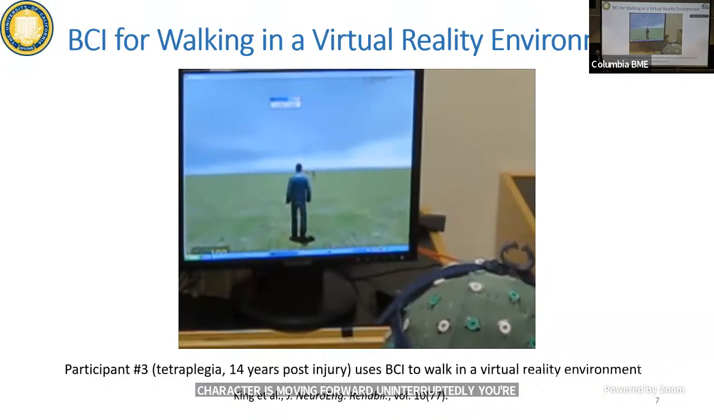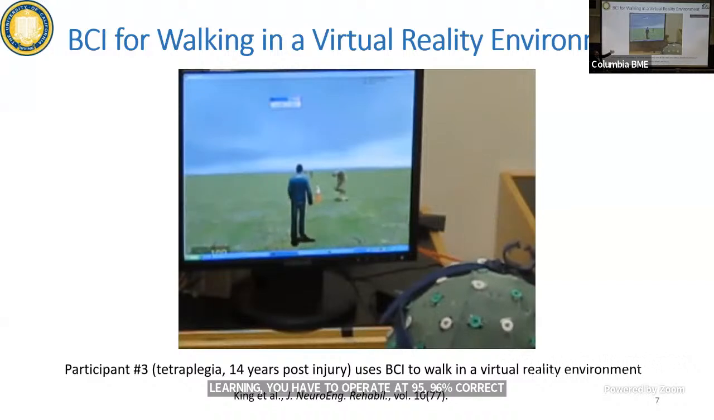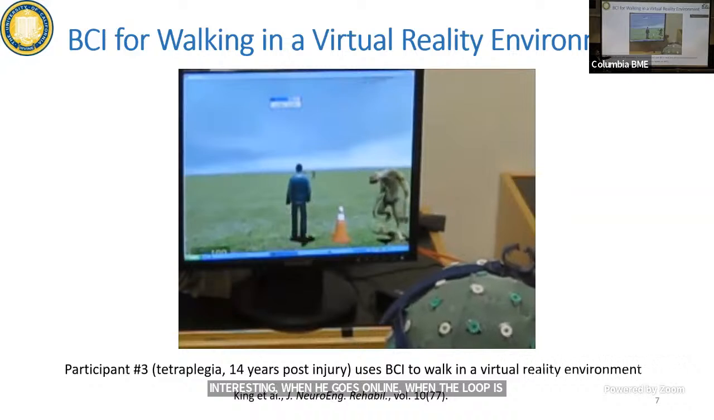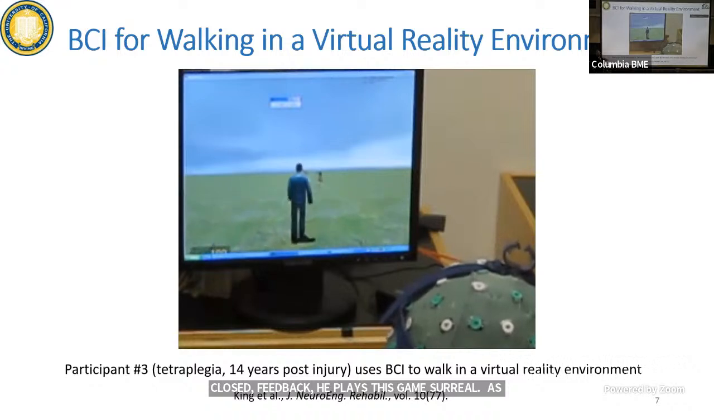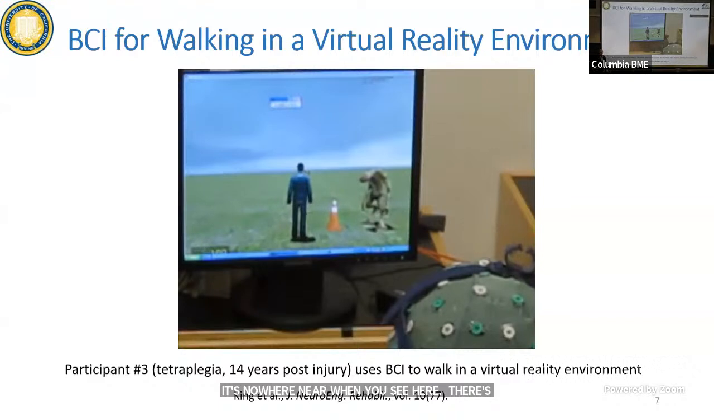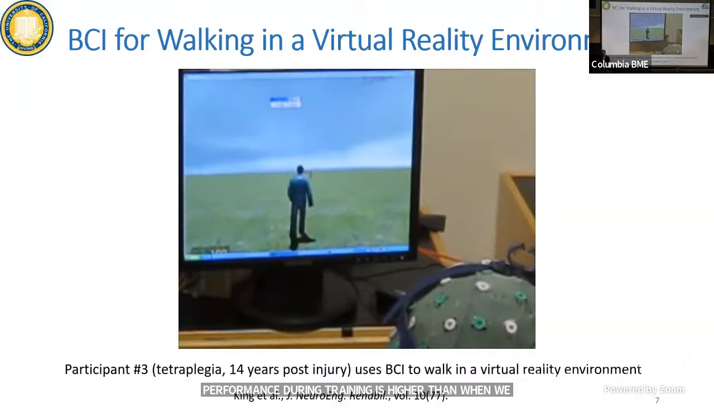For those of you who are doing a little bit of machine learning, you pretty much have to operate at 90, 95, 96% correct to achieve something like this. What's also interesting is that when he goes online, when the loop is closed with feedback, he plays this game very well. When we do offline analysis, the predicted performance is nowhere near what you see here. So there's a little bit of a boost in performance, if you will, once the feedback is closed. In machine learning, we oftentimes face the opposite problem, where performance during training is higher than when we go in real time. That's called overfitting, right? Here we see a little bit of the opposite effect.